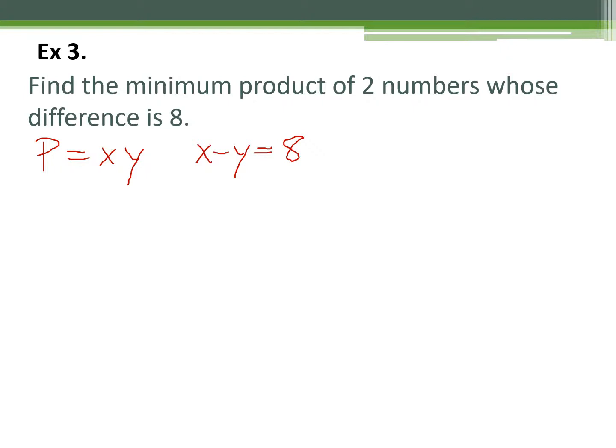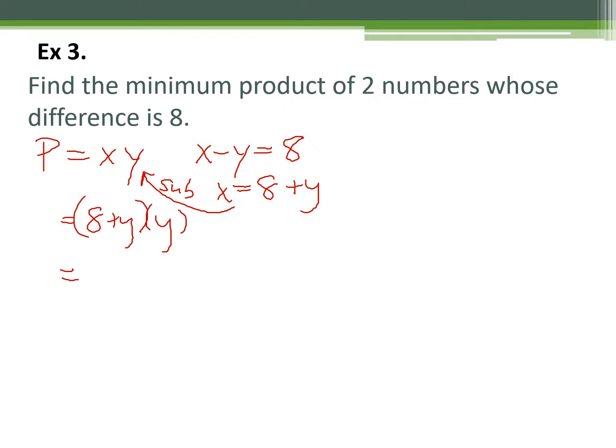If I rearrange that equation, x equals 8 plus y. Now I can sub that into this equation. So my product equals 8 plus y times y. I know the y is written on the back end this time, but you still do distributive property. So that's going to leave you with 8y plus y squared. Let's rewrite that in descending order of y, meaning y squared comes first, then 8y.